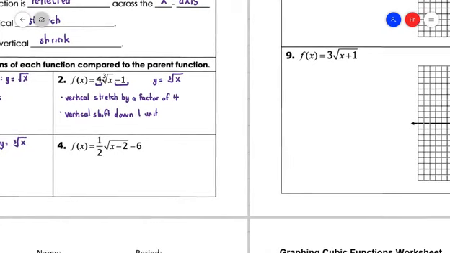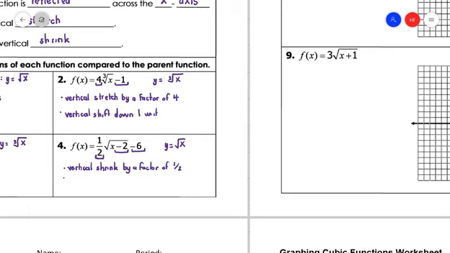Number 4, it looks like we've got a lot going on, so we're going to unpack it one piece at a time. First, I don't see anything right here, so it is a plain square root of x as my parent function. So compared to that parent function, I see this 1/2 here, this -2, and this -6. So 1/2 is an a value, and it is a fraction, so it is a vertical shrink by a factor of 1/2.